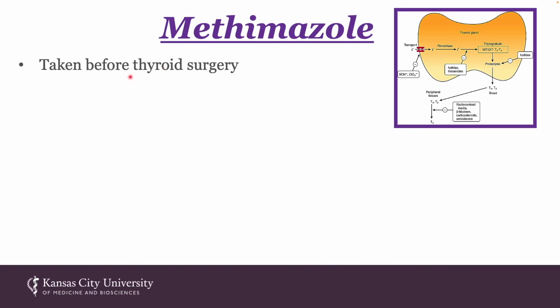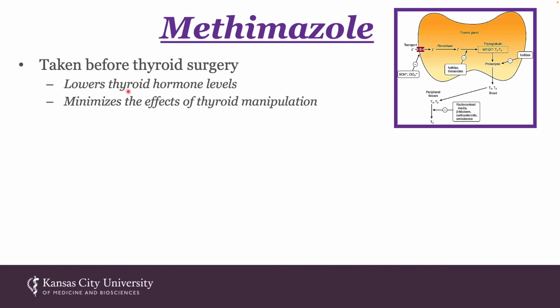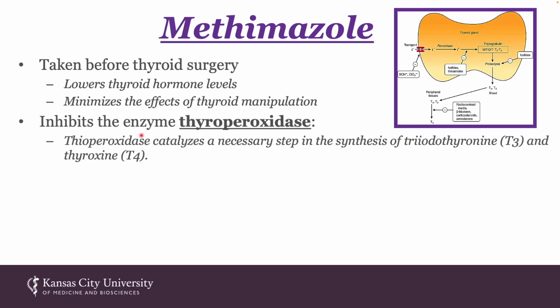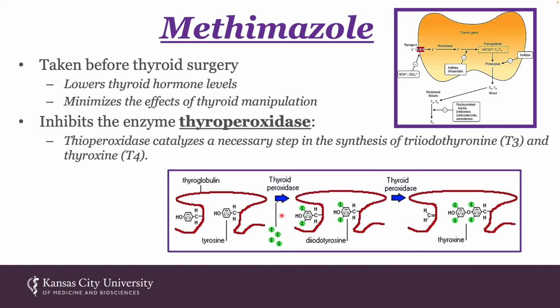Methimazole is taken before thyroid surgery. This lowers thyroid hormone levels and minimizes the effects of thyroid manipulation, such as thyroidectomy. Methimazole inhibits the enzyme thyroperoxidase. This catalyzes a necessary step in the synthesis of T3 and T4. You can see that here. Thyroid peroxidase attaches iodines to the tyrosine residues in thyroglobulin proteins, key in the production of thyroxine and thyroid hormones.